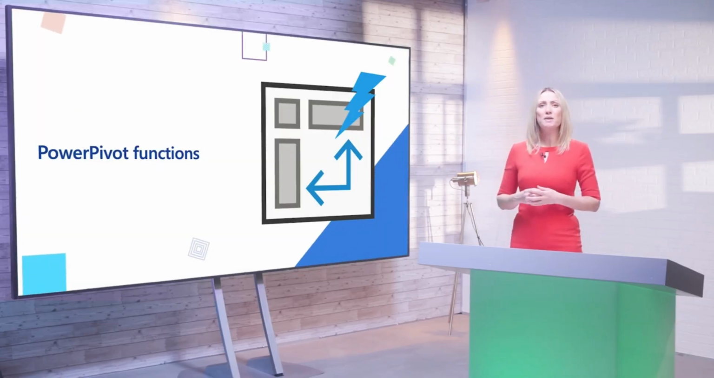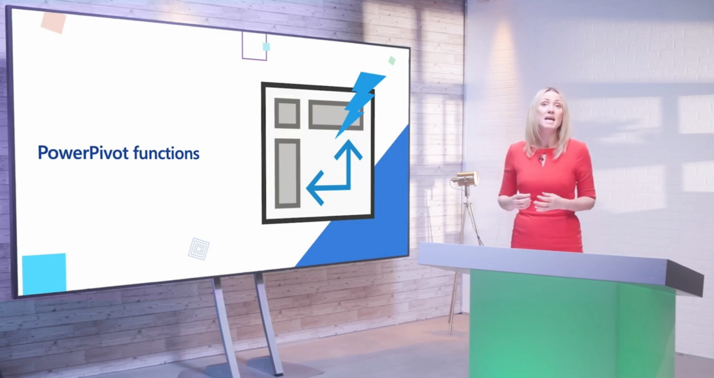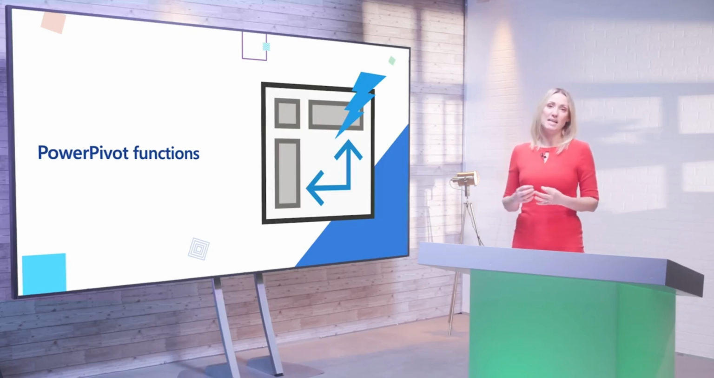So, does Power Pivot use the same functions that you are familiar with from working in Excel? Power Pivot draws data from multiple sources. Because it is analyzing information from 2 or more linked tables, it is what is known as a relational database.